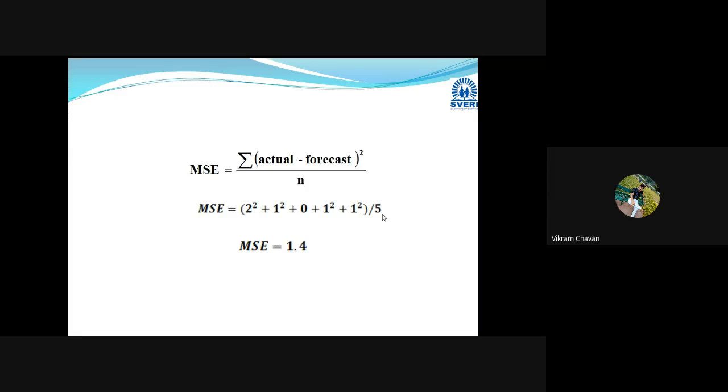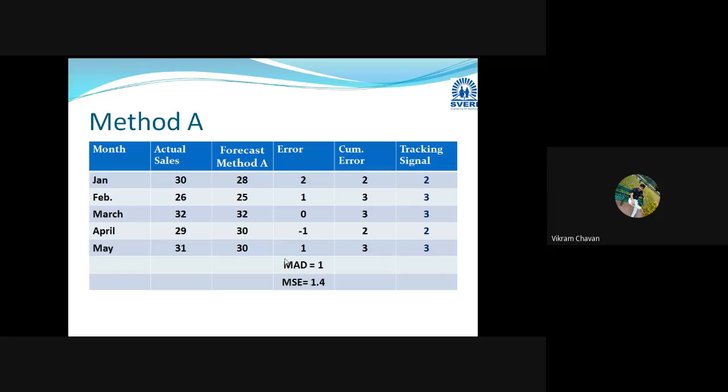Then you will get the value 4 plus 1 is 5, 6, 7. 7 divided by 5 will be equal to 1.4. So the MSE, that is mean square error, we are getting is 1.4.